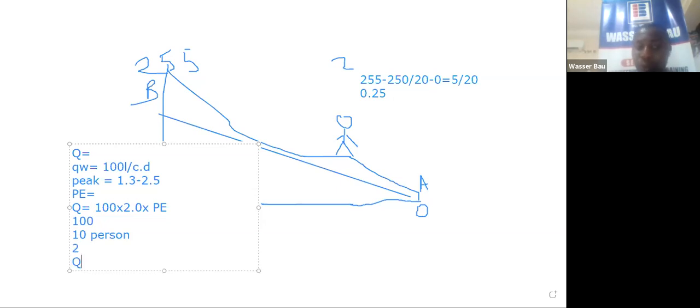Therefore, the total Q at that point entering my house will be 100 multiplied by 10, multiplied by 2. So it means I will be needing 2,000 liters per day. That is the demand for that house. A household of 10 persons in a day requires 2,000 liters, which is the same thing as 2 cubic meters per day. Remember, I say per day.